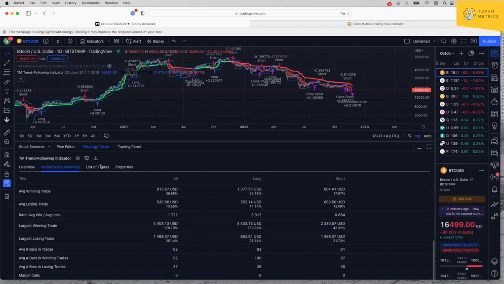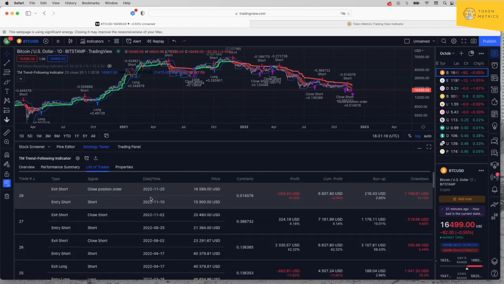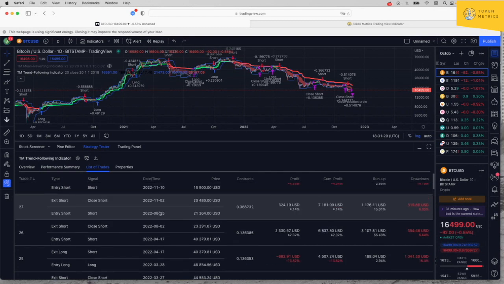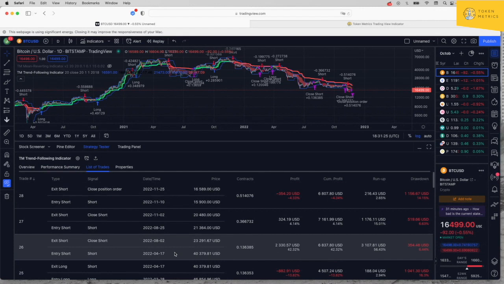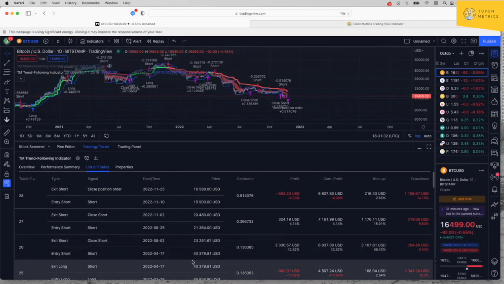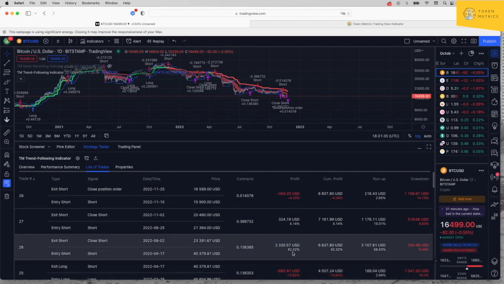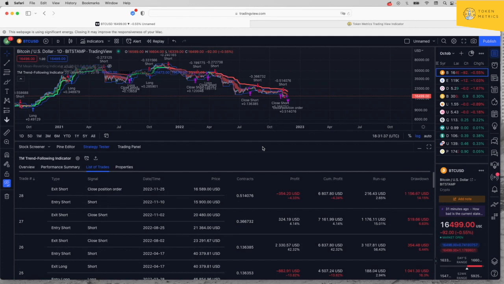And then the last step of a more in-depth analysis is trade by trade. You can see what were the returns. For example, here you can see that we entered a short position at 40K, which was actually here. And then we closed the short position at 23K, giving us a return of 40%. All right, so let's go back to the overview.